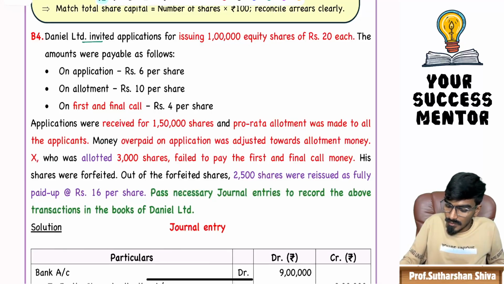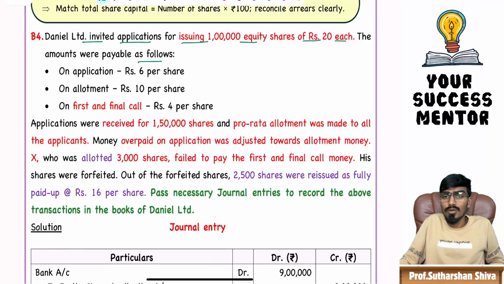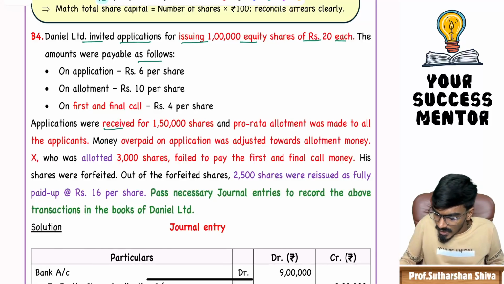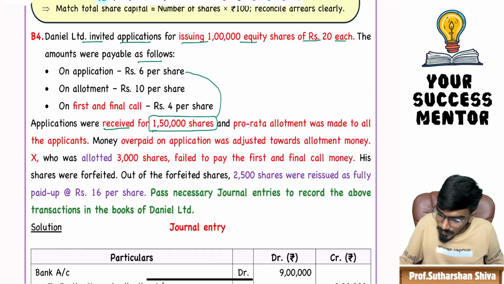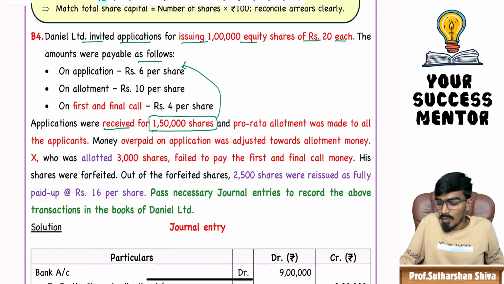Daniel Limited invited applications for issuing 1 lakh equity shares of rupees 20 each. The amounts were payable as follows: application 6, allotment 10, first and final call 4. So this question is without premium. Applications were received for 1,50,000 shares. So your first entry should be 1,50,000 into 6 rupees. Correct? Yes, sir.